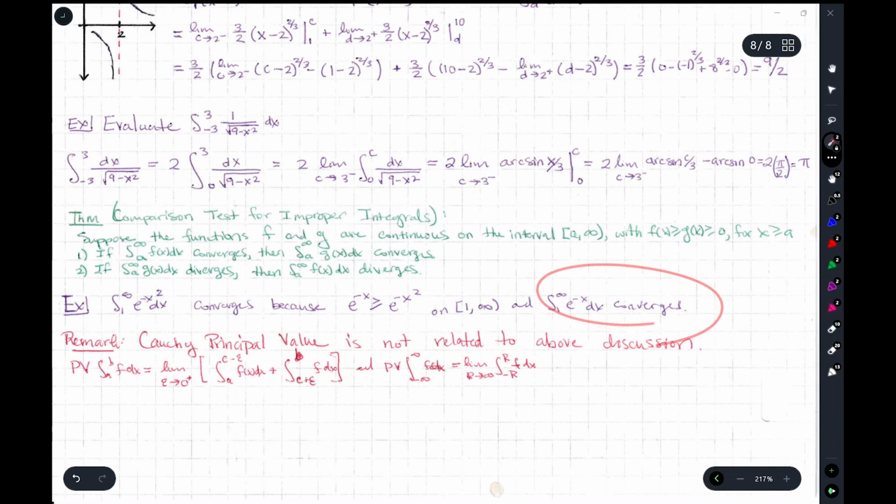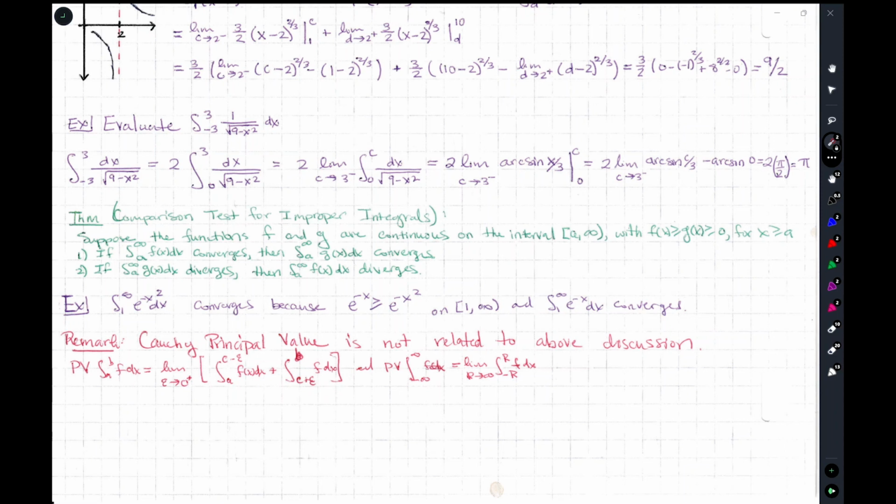Now, it doesn't mean it's going to converge to the same value, right? It doesn't mean that it'll be 1. But sometimes all you want is the fact that the integral converges. Okay, and so this converges because e to the minus x is greater than e to the minus x squared, and we know that the integral of e to the minus x from 1 to infinity will converge.